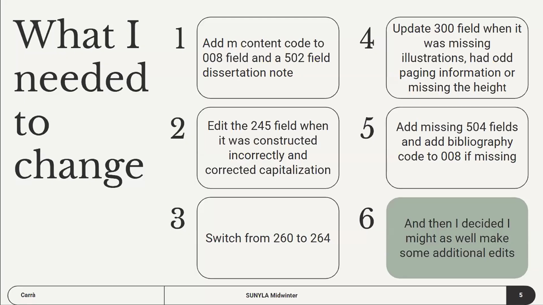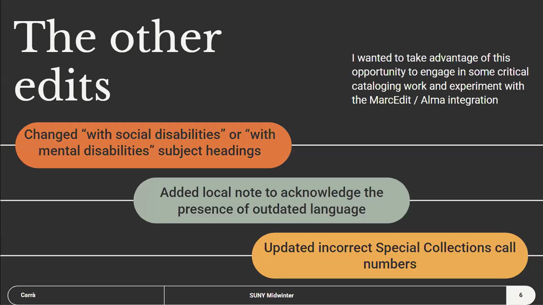And then since I was already making all of these descriptive cataloging changes, I thought I might as well make some more edits. Mostly I wanted to take advantage of an opportunity to engage in some critical cataloging work. As I was looking through more and more of the records, I noticed a few Library of Congress subject headings that I did not particularly like or agree with. First was the term children with social disabilities or people with social disabilities, which I don't really understand what that means, first of all. Secondly, I don't think anyone searching a catalog would understand what it would mean. And more importantly, it associates people who are socially marginalized or disadvantaged with having a disability.